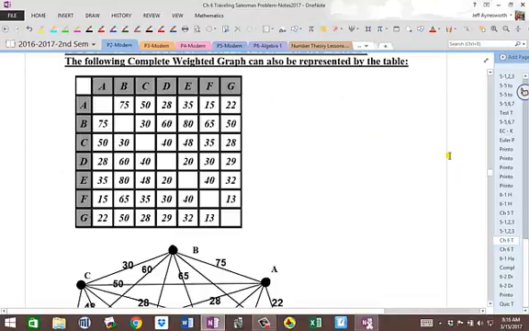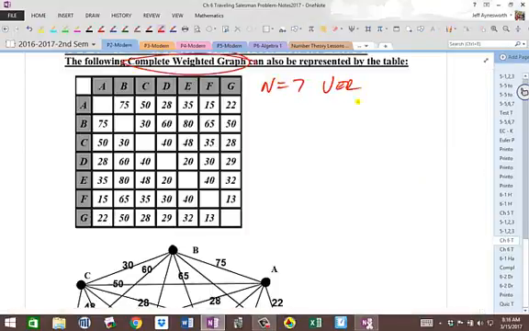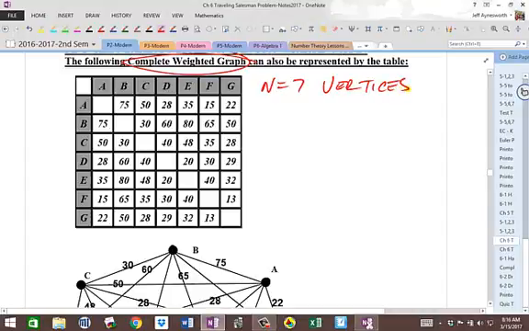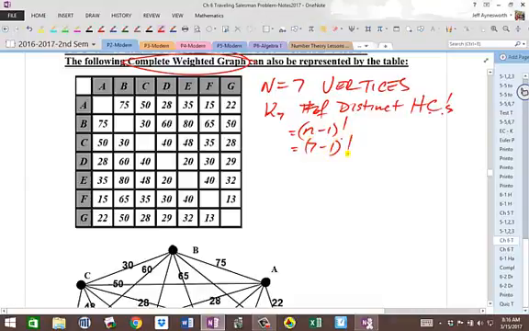methods. Okay. Now in this example here, we have a table which represents a complete weighted graph. If you count the number of vertices, 1, 2, 3, 4, 5, 6, 7. This is K7. So n equals 7 vertices. This is a complete weighted graph. So check this out. For a complete graph, which is K7 right here, the number of distinct Hamilton circuits is equal to n minus 1 factorial. For this one, it's 7 minus 1 factorial, which is obviously 6 factorial.